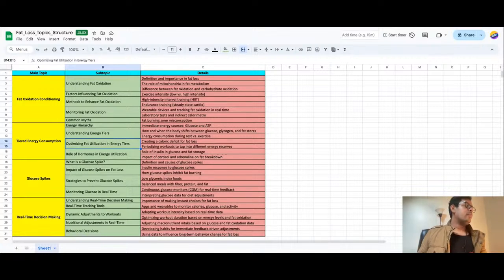So yeah, you need to make behavioral decisions. Develop habits that allow for feedback driven decisions. Pre-planning meals and workouts can reduce decision fatigue and make fat loss more sustainable. By leveraging real-time feedback and understanding the body's energy system, you can create a more effective fat loss plan, whether through optimization of fat oxidation, managing glucose spikes, or making real-time decisions. This data driven approach puts you in control of your fat loss journey.